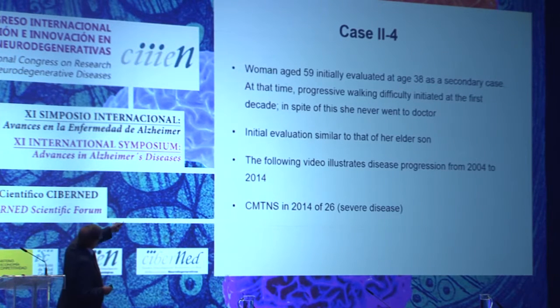His mother is a woman aged 59, initially evaluated at 38 as a secondary case. She was completely at home. She never went to a doctor, in fact. At that time, she recognized walking difficulty initiated in the first decade. As I stated, in spite of this, she never went to a doctor. Initial evaluation was similar to that of her son, and the CMT neuropathy score indicates a severe disease. The score is 26. And see here the video.